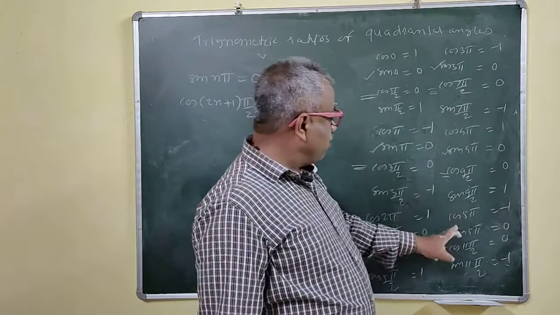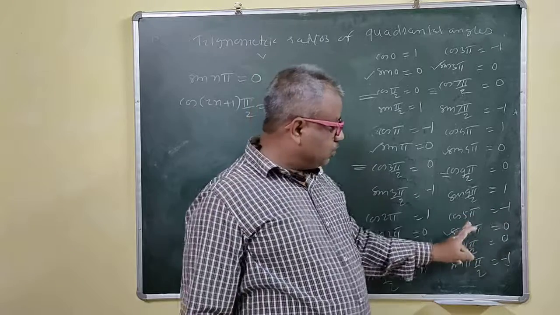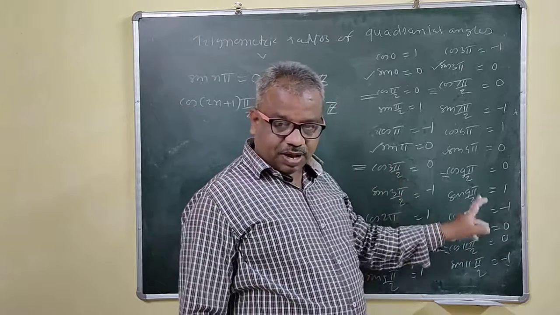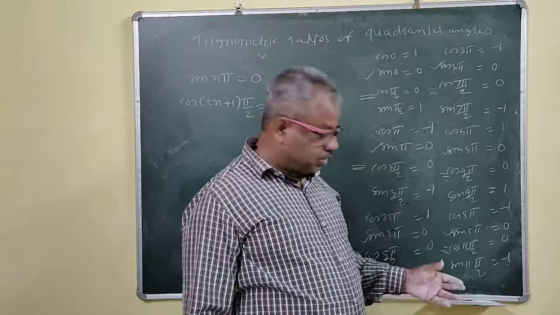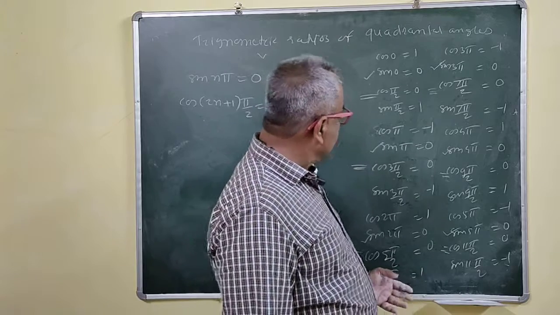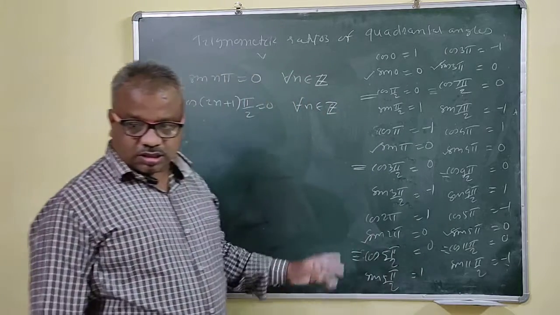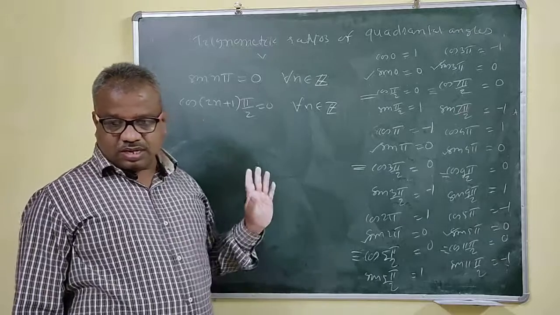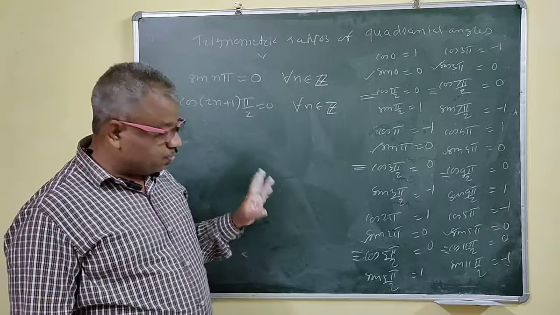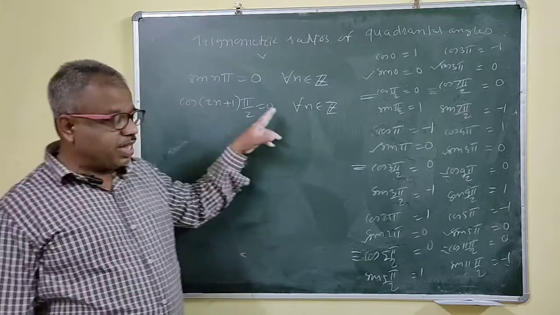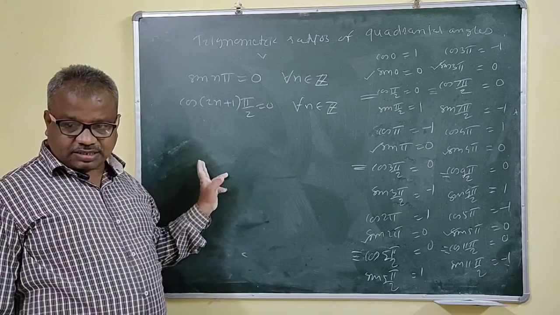Cos 5 pi is what? Minus 1. That means 1 pi, 3 pi, 5 pi, these are odd numbers. 7 pi will be minus 1, 9 pi will be minus 1, because r times pi, you will be on the negative x-axis.